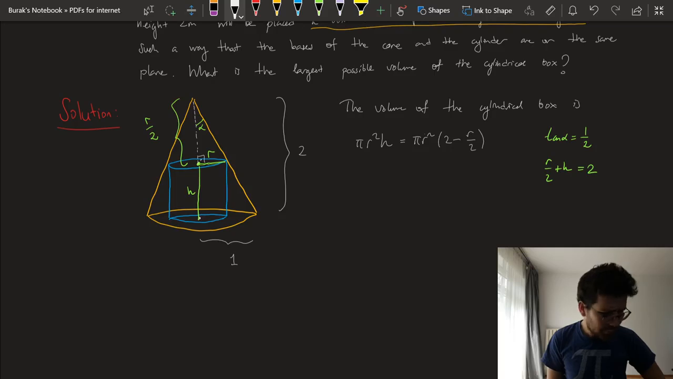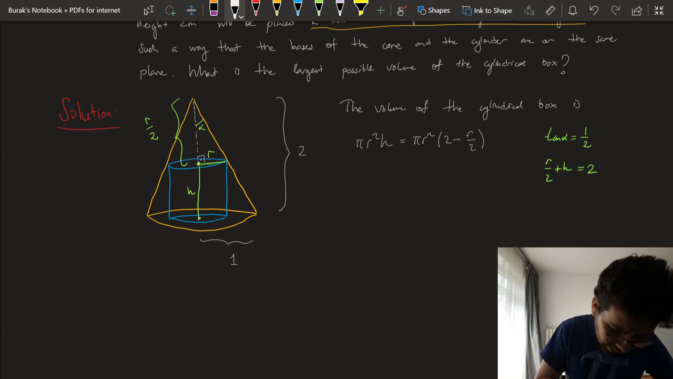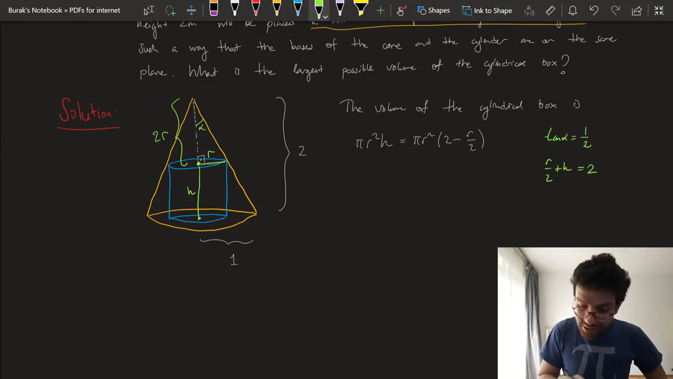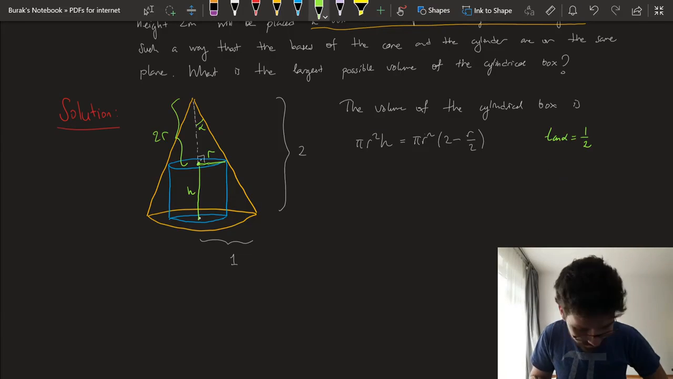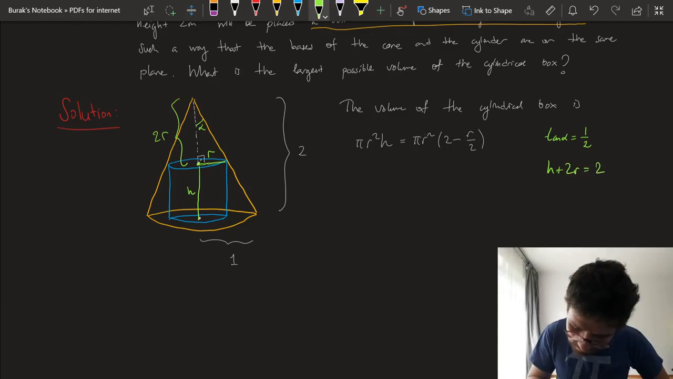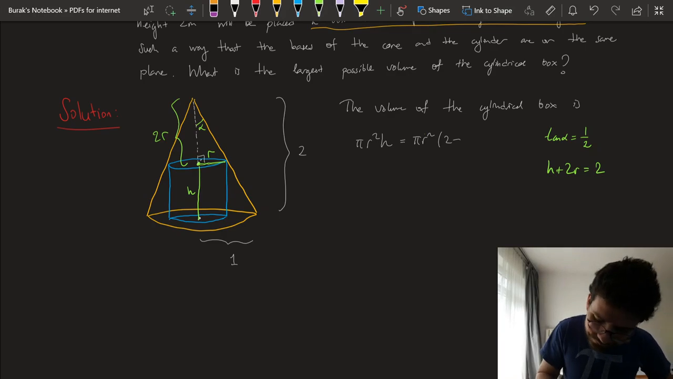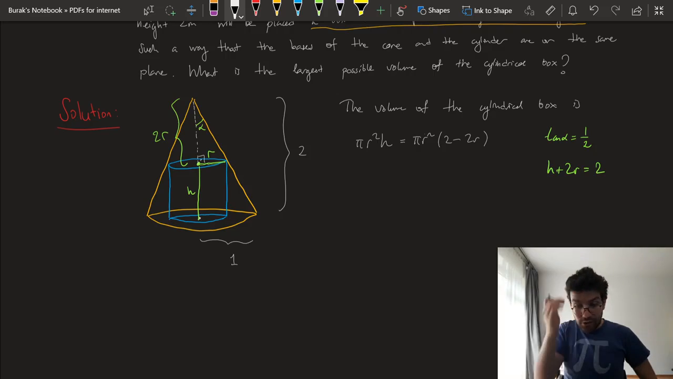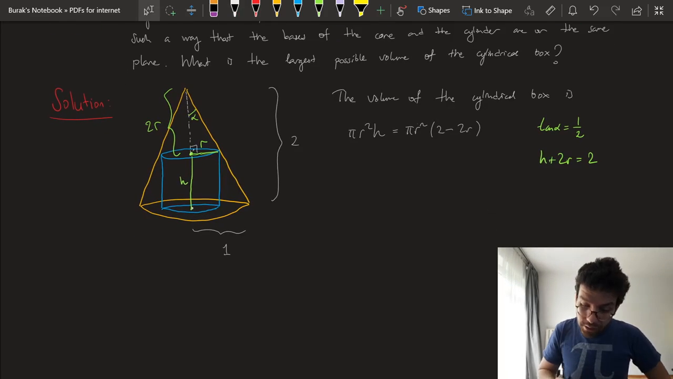Something is off clearly. This is not r over 2. This is 2r. I am being stupid. If the tangent of alpha is 1/2, this is 2r. So h plus 2r is 2. I am sorry for that. So instead of h, I'm going to write 2 minus 2r, not r over 2, because the tangent of alpha is 1/2.